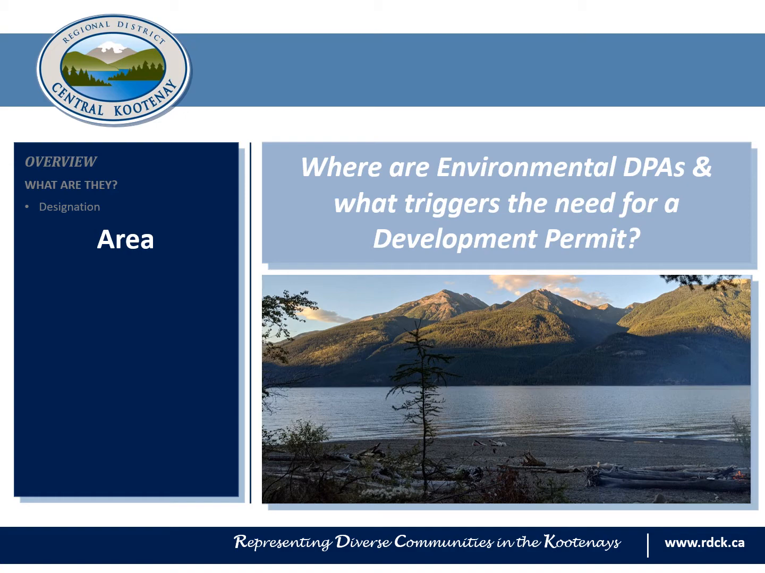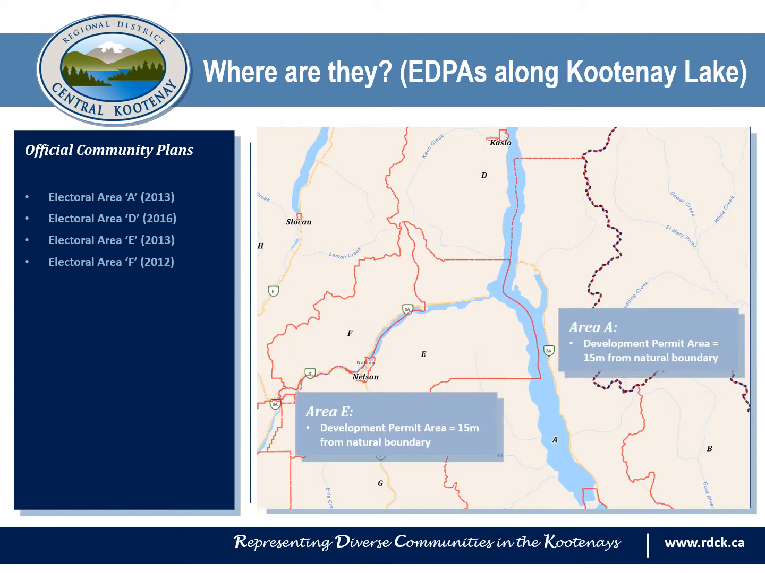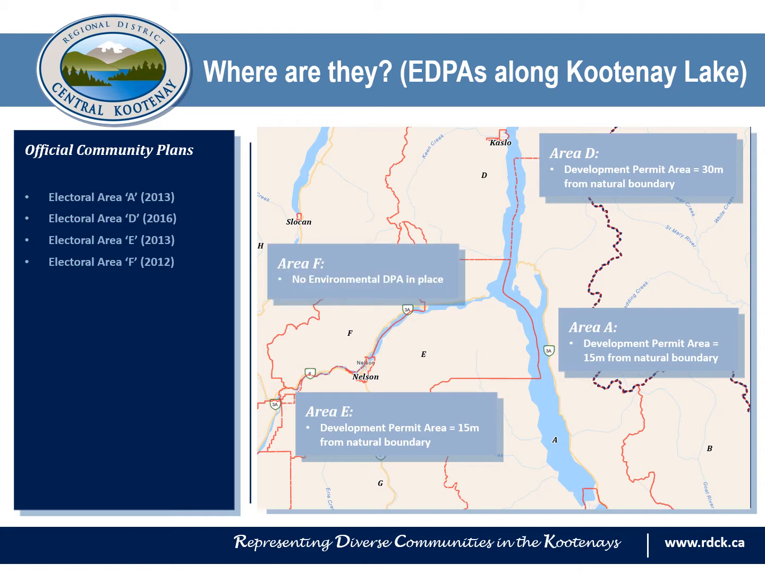So now that we know a little more about environmental DPAs and where they come from, we'll talk about the areas that they cover around Kootenay Lake. This map shows the electoral areas around the lake. If you live in electoral area A or E, the development permit area covers all space within 15 meters or about 50 feet of the natural boundary of Kootenay Lake. And in electoral area D, it covers all space within 30 meters or about 100 feet of the lake. At this time, there is no environmental DPA in place for electoral area F.